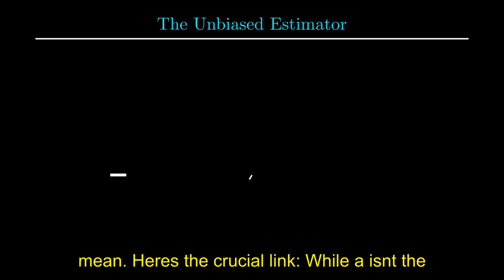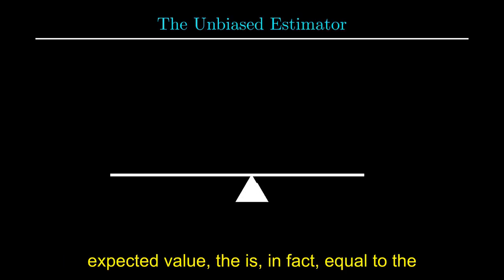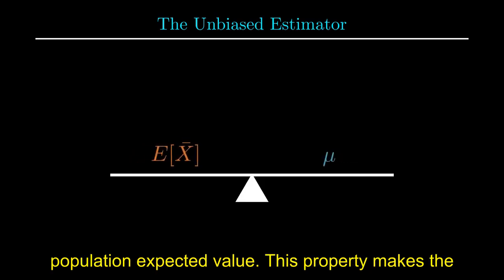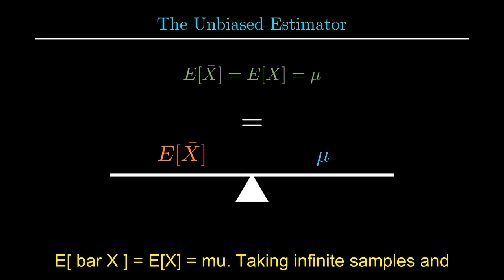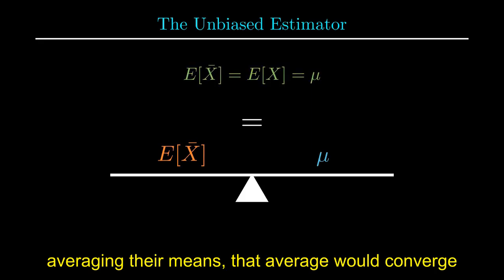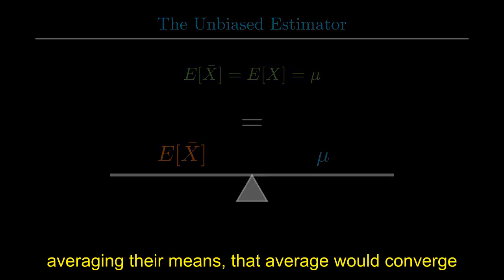Here's the crucial link. While the sample mean isn't the expected value, the expected value of the sample mean is, in fact, equal to the population expected value. This property makes the sample mean an unbiased estimator. Mathematically, E[x-bar] equals E[X] equals mu. Taking infinite samples and averaging their means, that average would converge to the true population expected value.